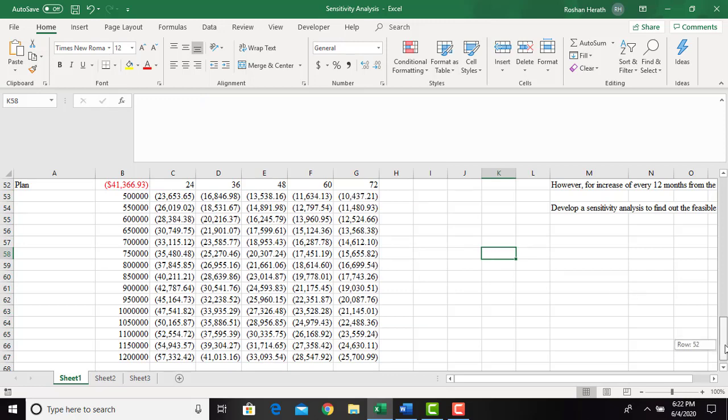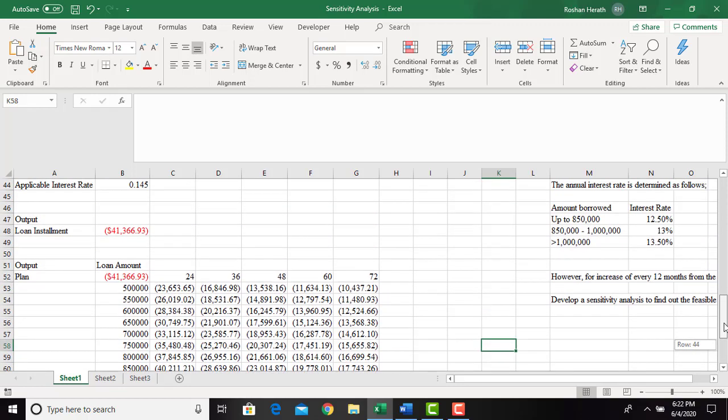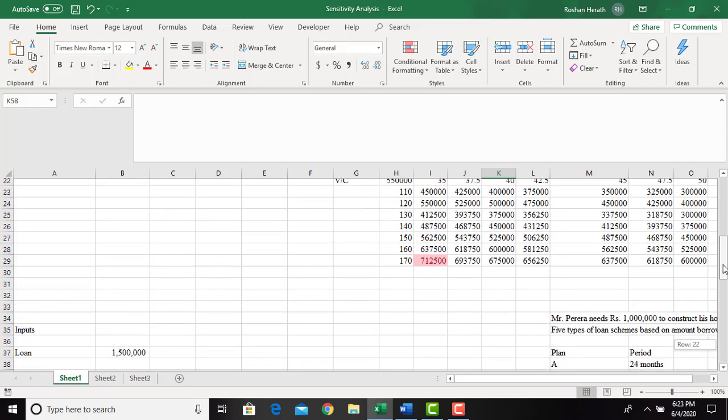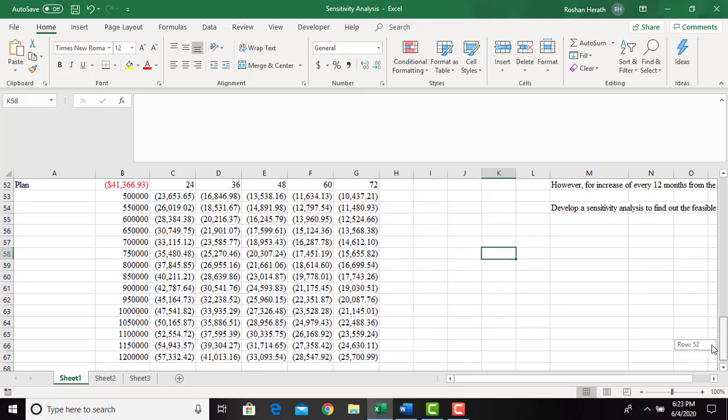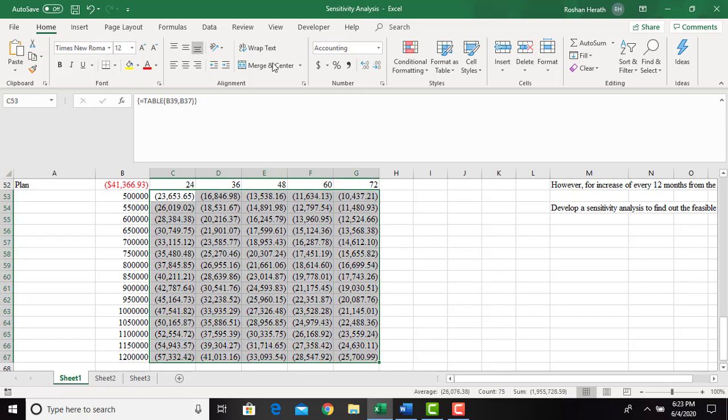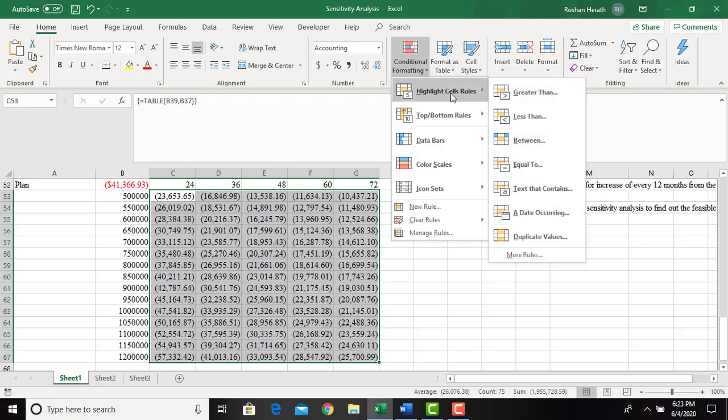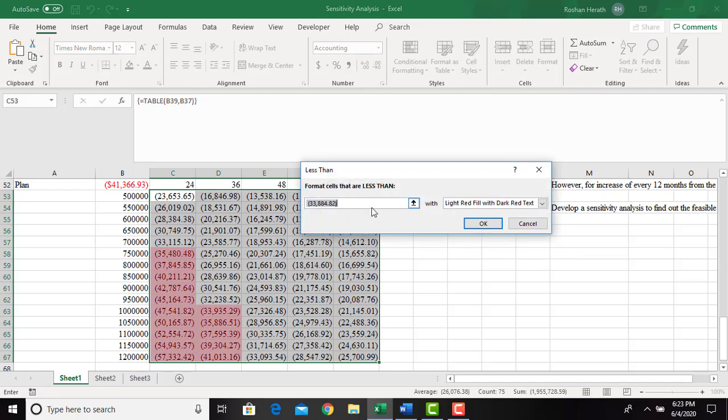Then what would be the interest rate that is affordable for Mr. Pereira? So it should be the installment that is below 20,000. So therefore you may go to the entire area and you may go to the conditional formatting, and then you can apply highlight, that is less than 20,000, less than 20,000.